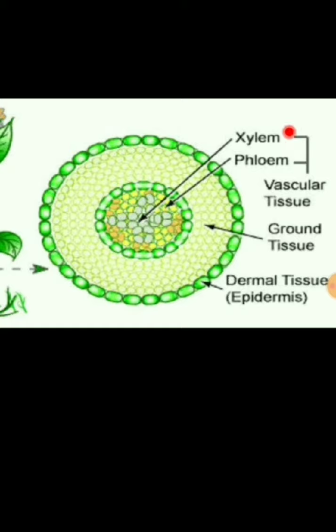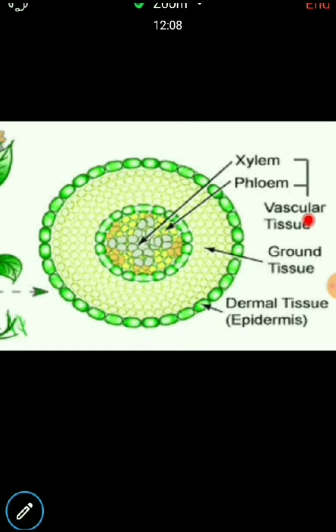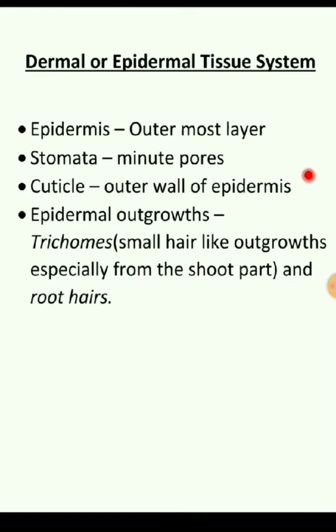Already we have learned that xylem is used for transporting water and phloem is used for translocating food substances in plants. The first one is the dermal or epidermal tissue system. This dermal or epidermal tissue system, as we have seen, is the outermost layer of the plant.